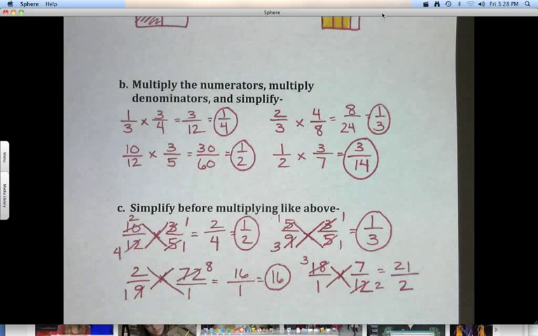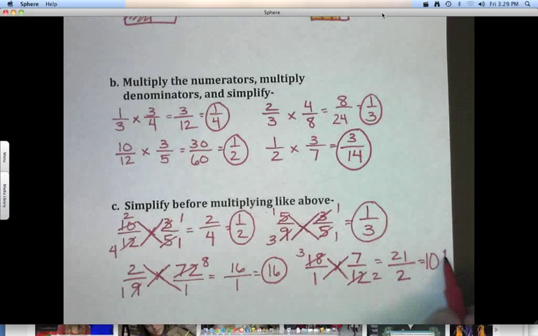We always need to make it into a mixed number if that is the case. So 2 goes into 21 10 times. 2 times 10 is 20. You have 1 left over. That becomes your numerator. Denominator stays the same. So the answer is 10 and 1/2.